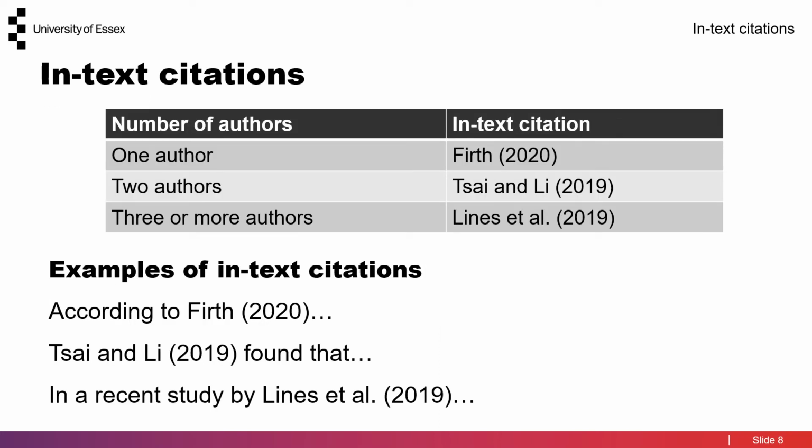There are two different ways you will need to use in-text citations. The first is when you're referring to an author's work directly within the narrative of your assignment. In these cases, the author's name or names are written within the body of the text, with the year of publication directly afterwards in brackets. Some examples of this can be seen on the slide. Note that the "and" for multiple authors is written as a full word.